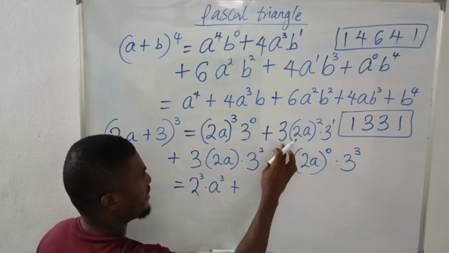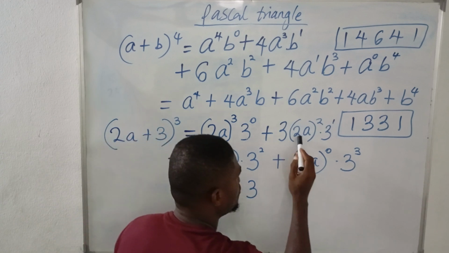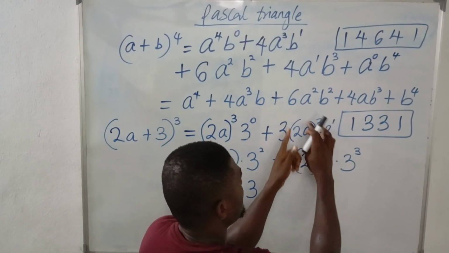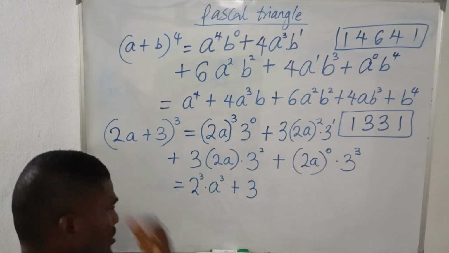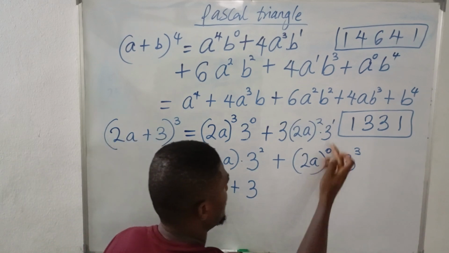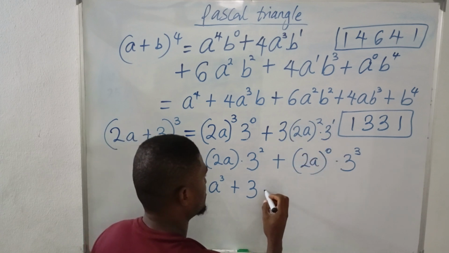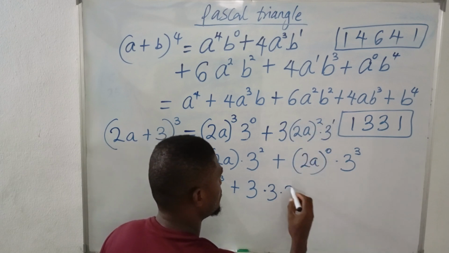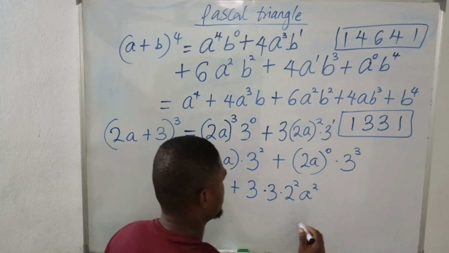Then for this point, we have 3 here. Now I'm not going to take this 3 to multiply with 2. Why I'm not going to do that is because this 2a is under the influence of the power. So I need to first of all work on that first. So I'm going to write this 3. This is 3 raised to the power of 1, which is still 3. I can also bring it forward and multiply it to 3, and then multiply this to 2 raised to the power of 2, and then a raised to the power of 2.